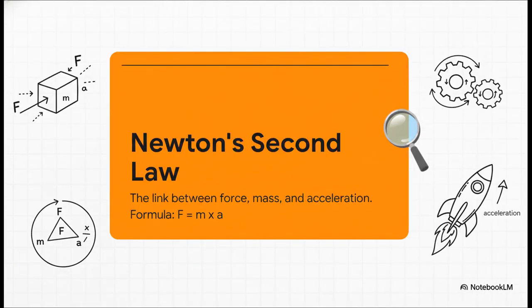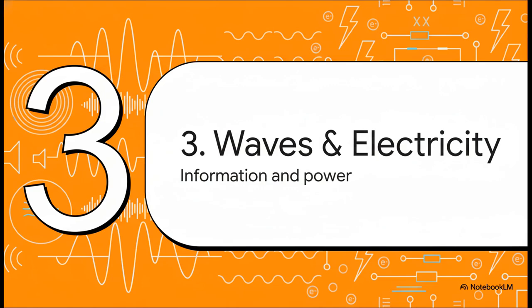Now, I'm not exaggerating when I say this might be the single most important equation you'll learn in GCSE physics. F equals ma. It is the fundamental link between force, mass, and acceleration. It's the very heart of how things move. You have to know it. Okay, time to switch gears. Section 3, Waves and Electricity.